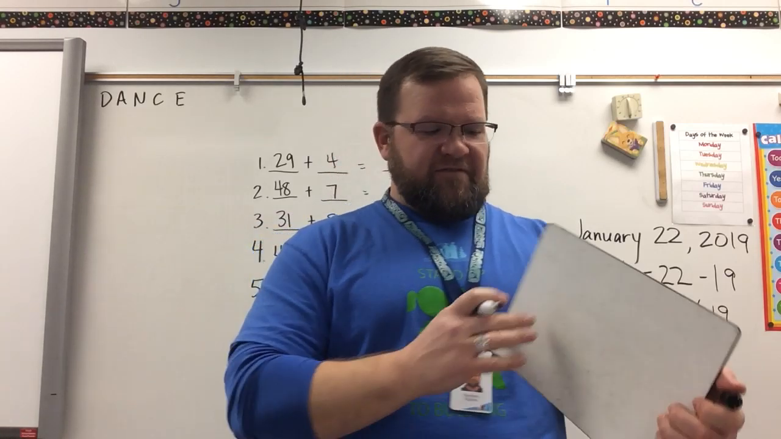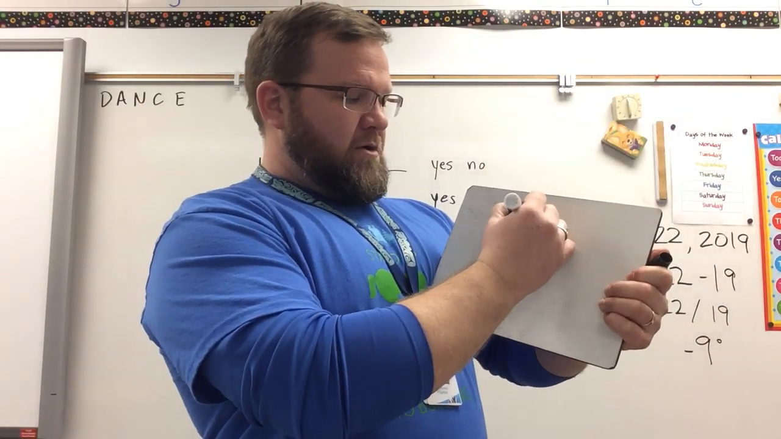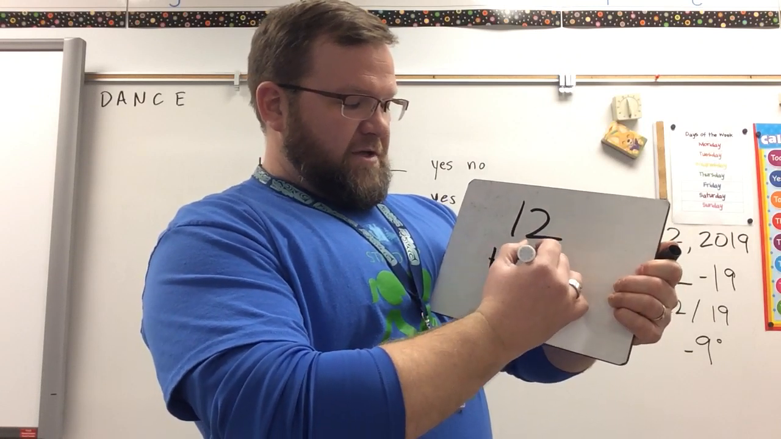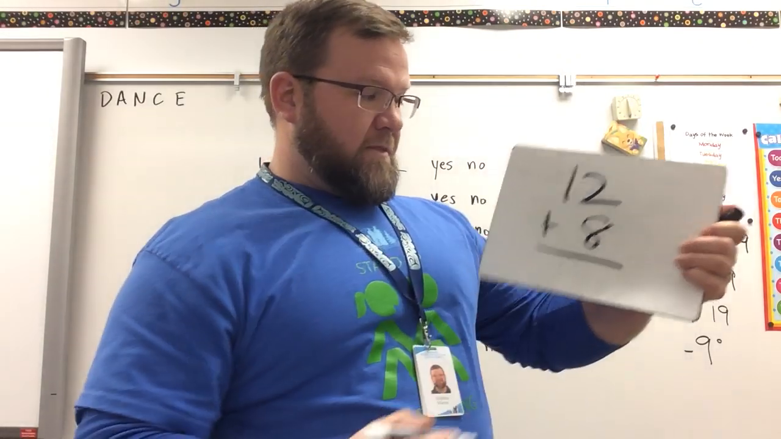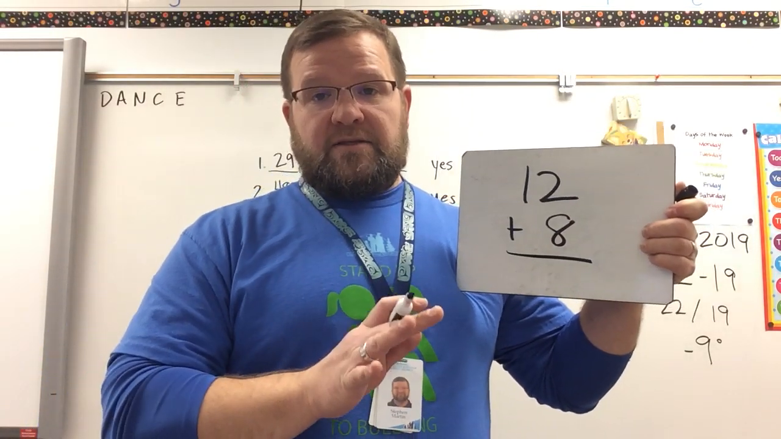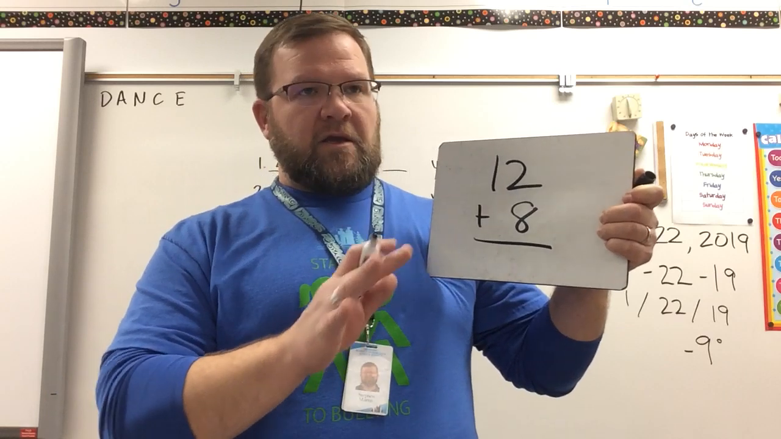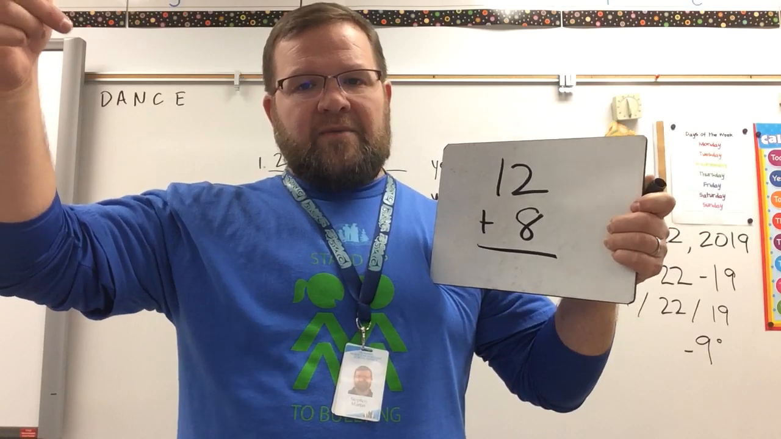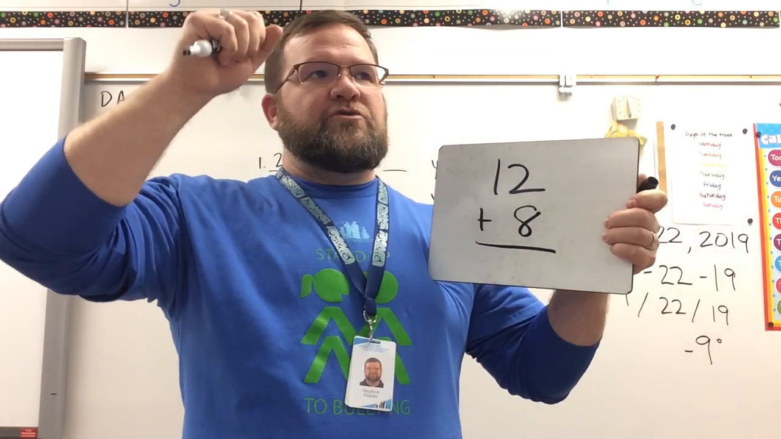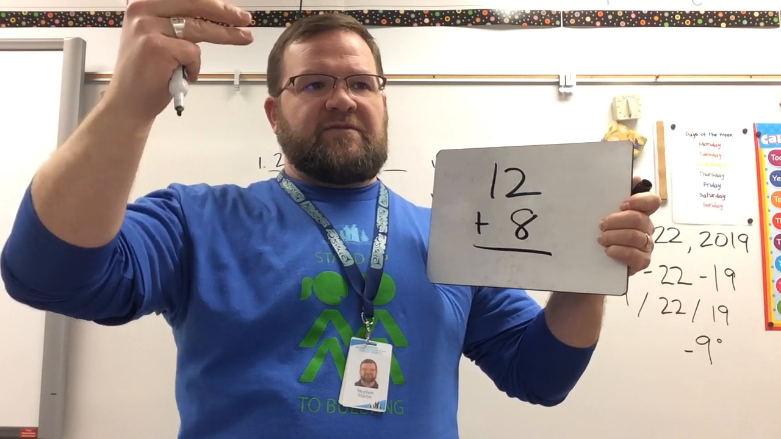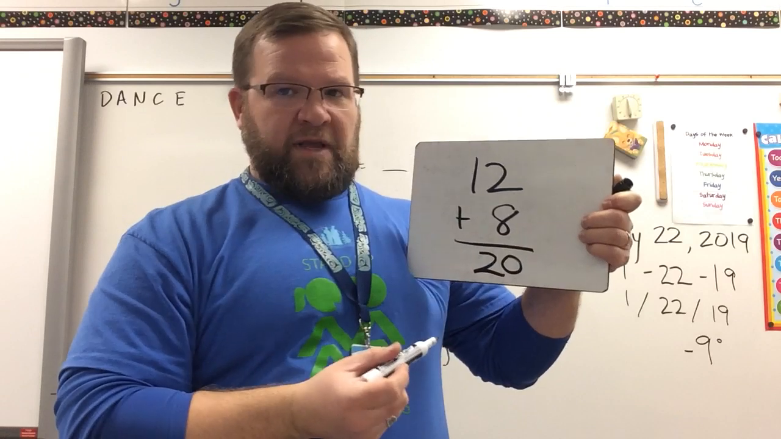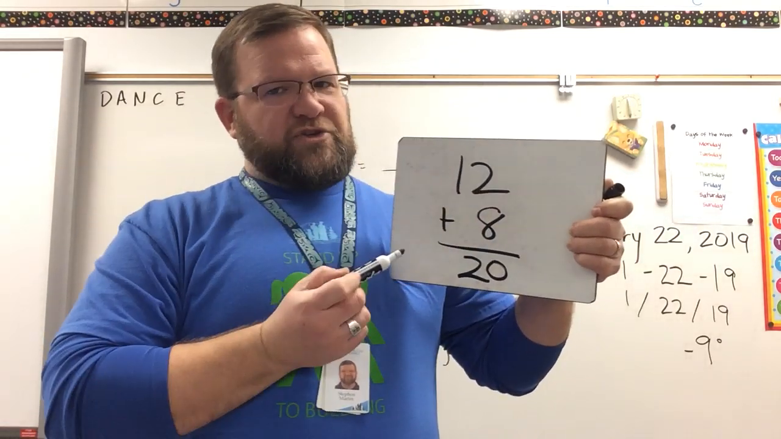Okay? Now, what I mean by that is that if I added the number 12 to, let's do 8. Okay? Now, in our heads, we can decide that 12 and 8 go together. And if we started at 12 and counted up 8 times, we would go from 12 to 13, 14, 15, 16, 17, 18, 19, and 20.